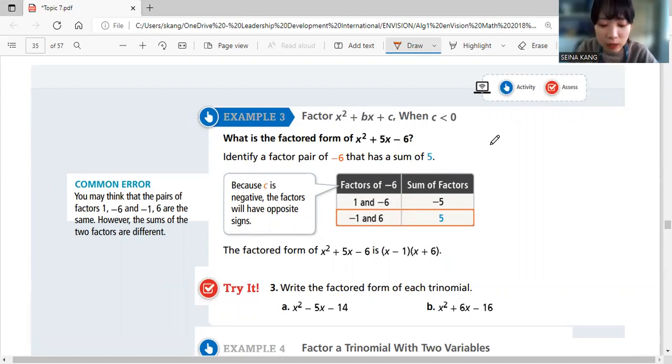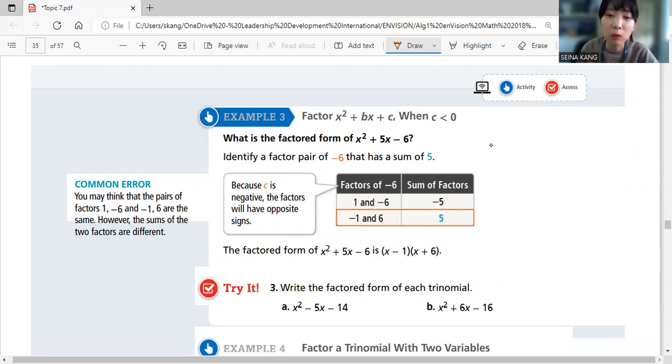So what are the factors of negative 6? One has to be negative, one has to be positive, right? Why do the factors have opposite signs here? Because b is positive and c is negative, right? So they need to multiply so that it's negative, which means one has to be negative, one has to be positive. But b is positive, so the positive number has to be greater.